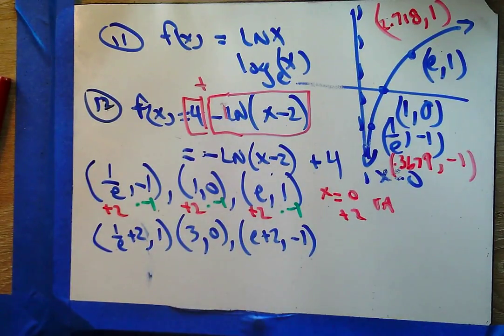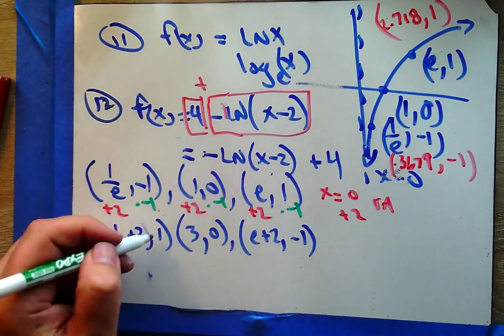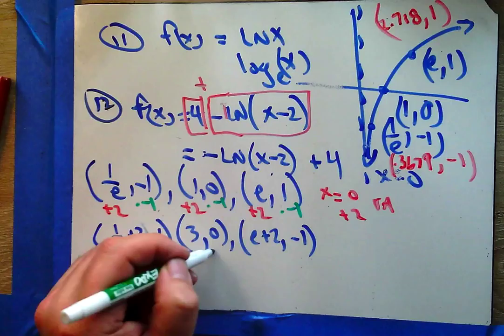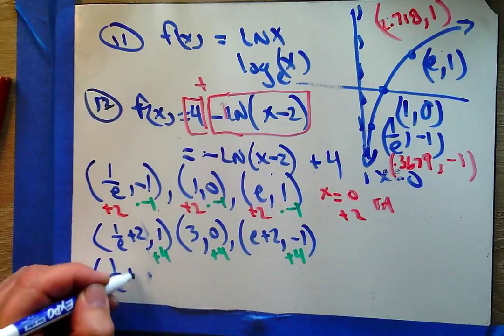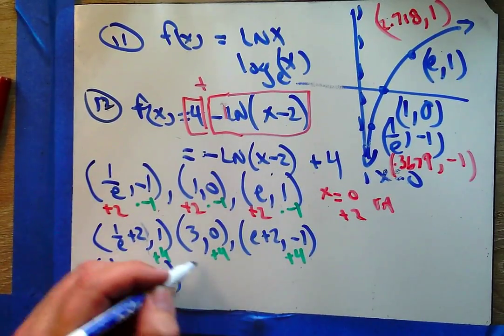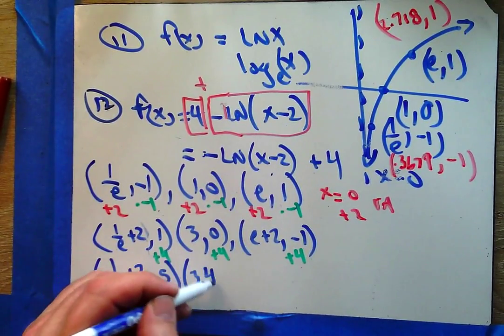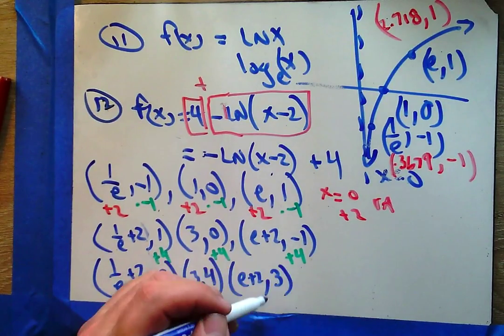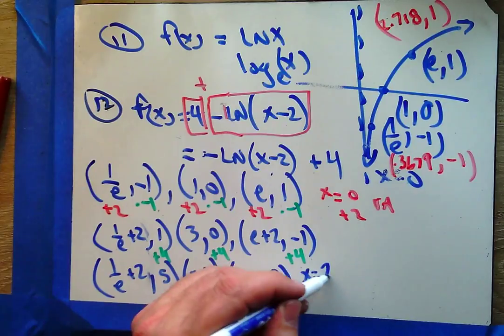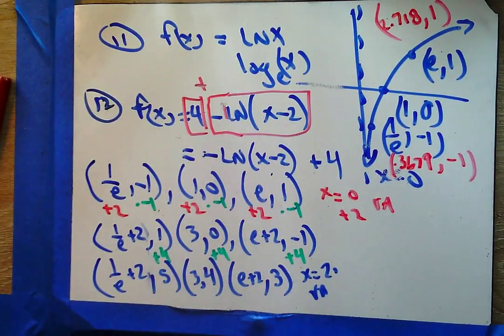All right, but wait, there's still one more transformation. I still have to come back and add 4 to all the y values. And so I'm going to end up with these points, 1 over e plus 2, comma 5, 3, 4, e plus 2, comma 3, and x equals 2 is our vertical asymptote.